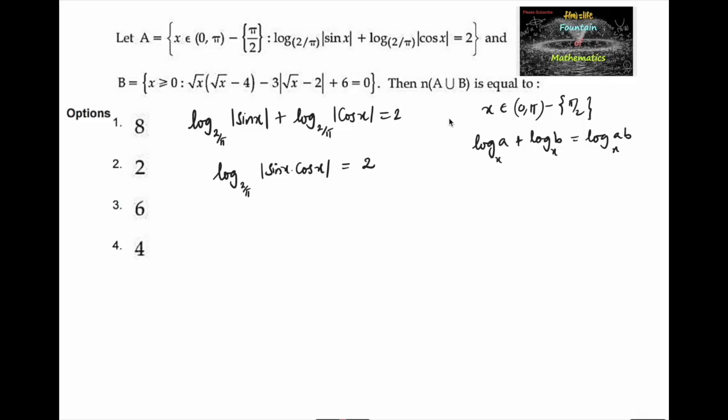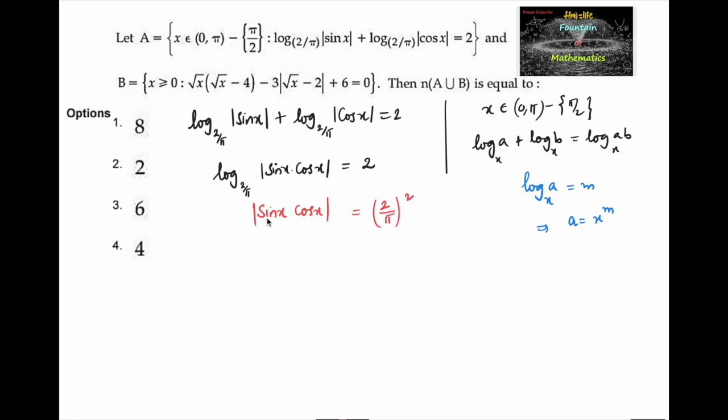We have the property log a to the base x is equal to m. We can convert into exponential form as a is equal to x to the power of m. So here we can write mod of sin x cos x is equal to (2 by pi) whole to the power of 2.